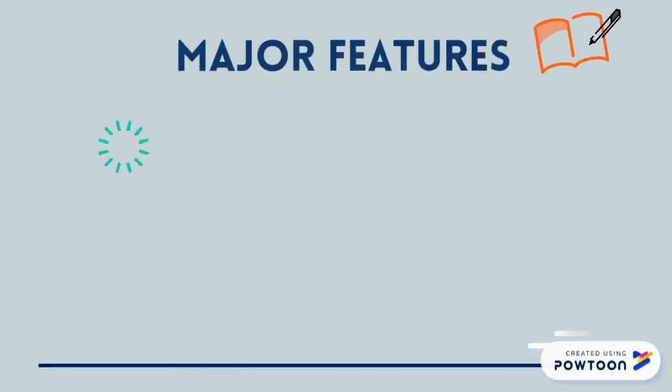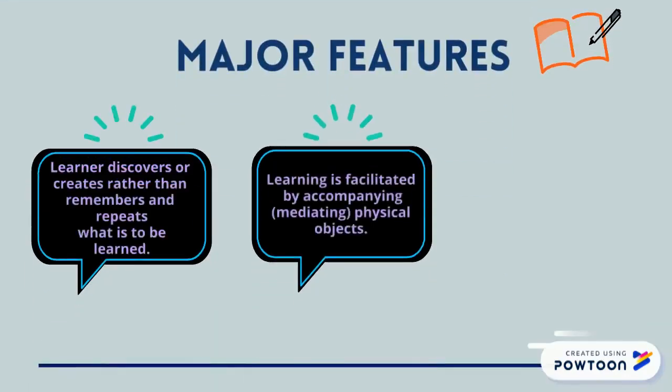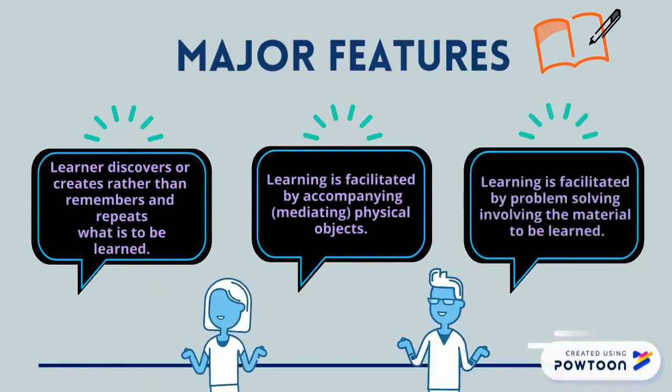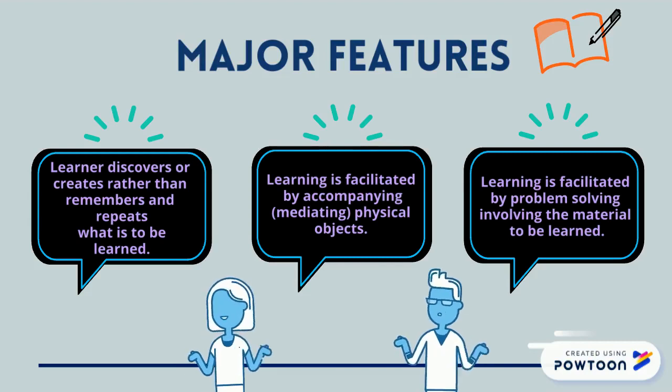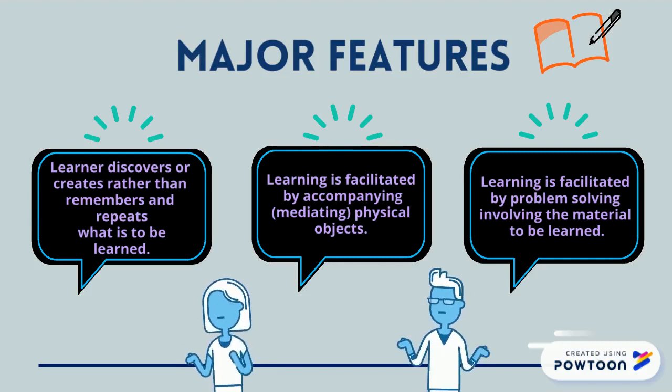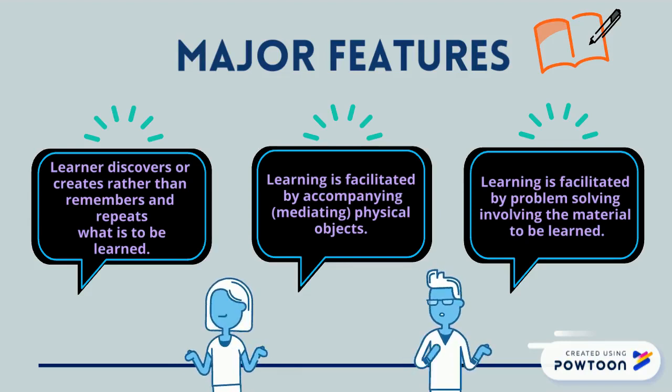The three major features of the silent way method. 1. Learner discovers or creates rather than remembers and repeats what is to be learned. 2. Learning is facilitated by accompanying, mediating, physical objects. 3. Learning is facilitated by problem solving involving the material to be learned.